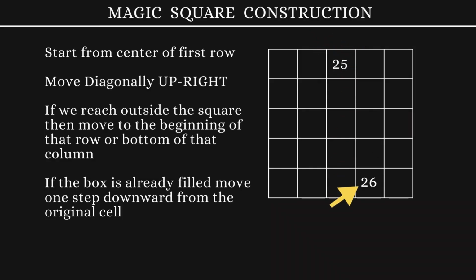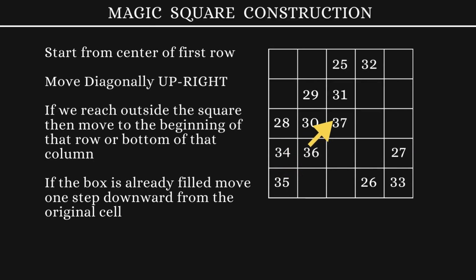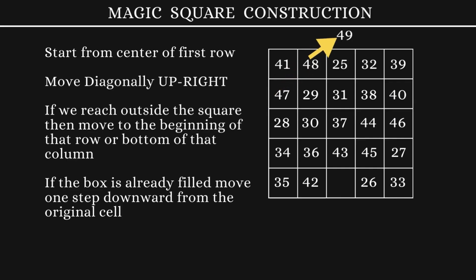26 goes here. 27, 28 goes here. 29, 30 will be moved here. 31, 32, 33 comes here. 34 goes here. 35 has to come here. 36, 37, 38, 39, 40 will come here. 41 goes here. 42 falls here. 43, 44, 45 is moved here. 46, 47 goes here. 48 and finally 49 will end up at the center of the last row.